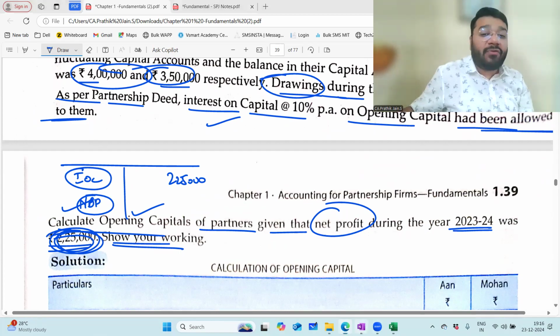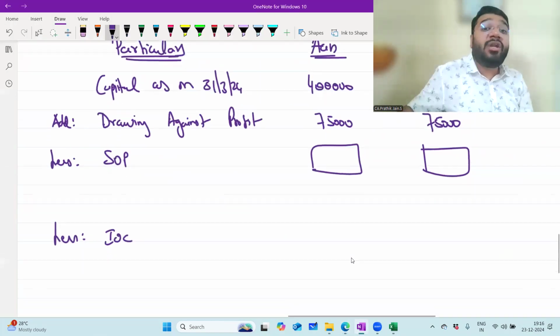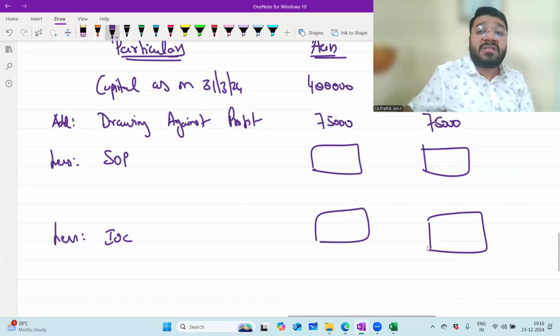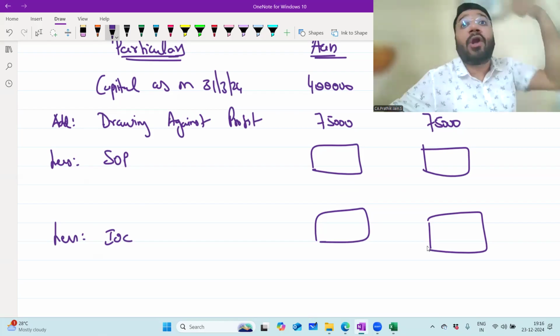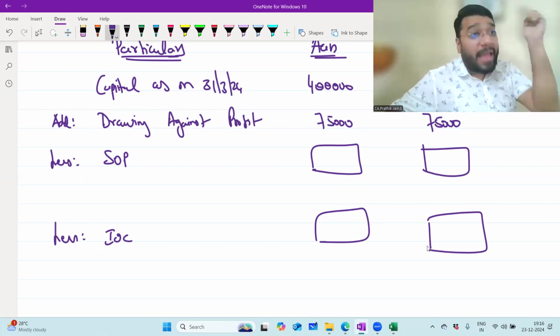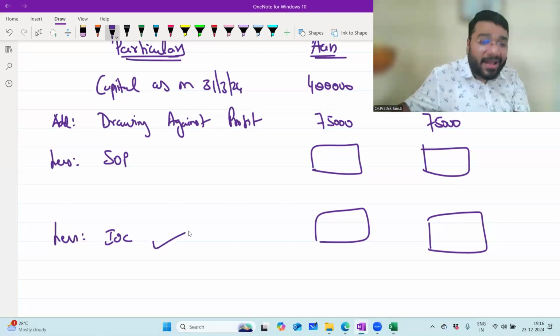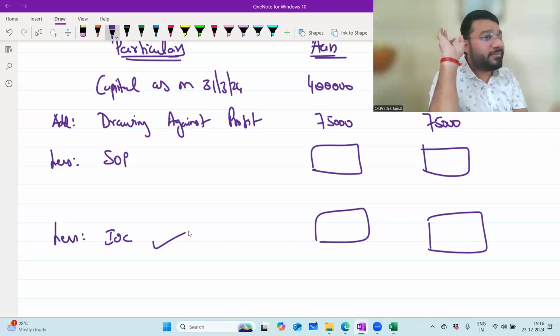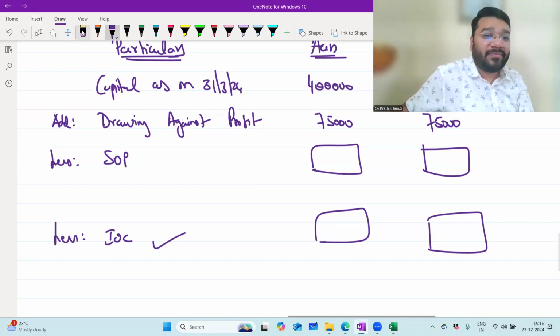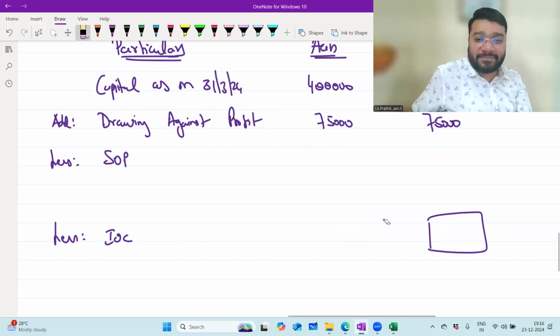In that case, I have to first look for IOC. Tell me what is the individual IOC? Sir, individual IOC the question has also not given. We have to calculate it. To calculate individual IOC, I have to depend on opening capital, and to calculate opening capital, I have to depend on this IOC. Now, apply your mind. What could be done?